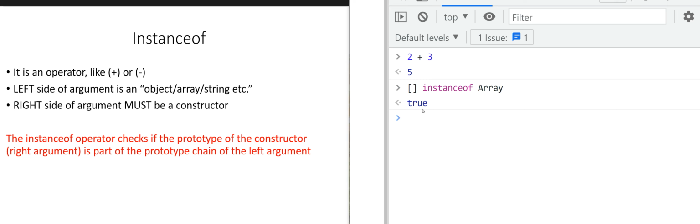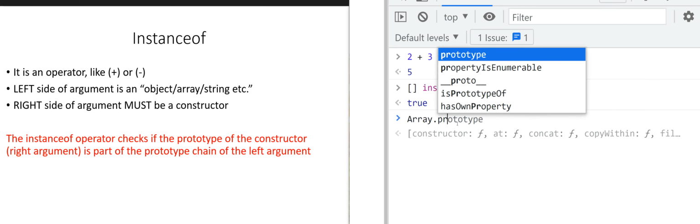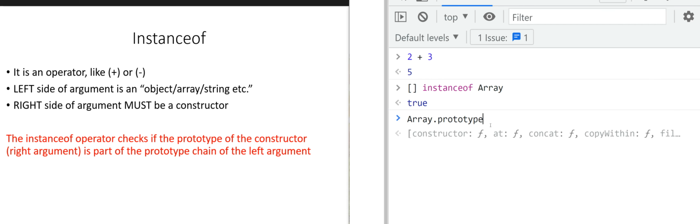But how did it get this result? Let's look at this red definition. The instanceof operator checks if the prototype of the constructor, which is on the right side, is part of the prototype chain of the left argument. Let's clear that up. So it's checking if the right side, if its prototype, right? So it's checking if Array.prototype is anywhere in the prototype chain of this literal array, which it is, true, right?